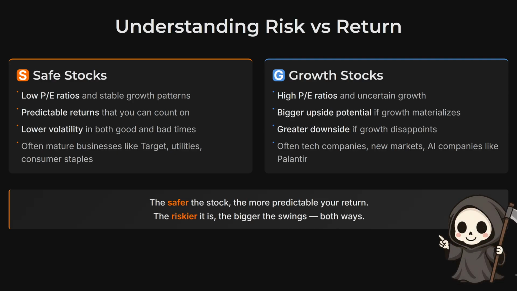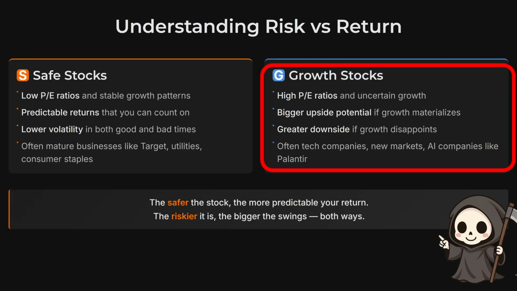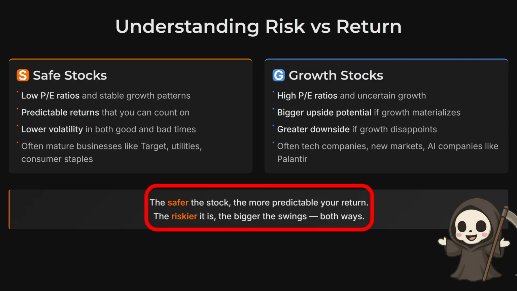Here's a simple rule of thumb. Stocks with a low PE and stable growth tend to offer safer, more predictable returns, though you might have to accept a lower return. Stocks with a high PE and uncertain growth can offer a bigger upside, but the downside is also greater. In other words, the safer the stock, the more predictable your return. The riskier it is, the bigger the swings, both ways.